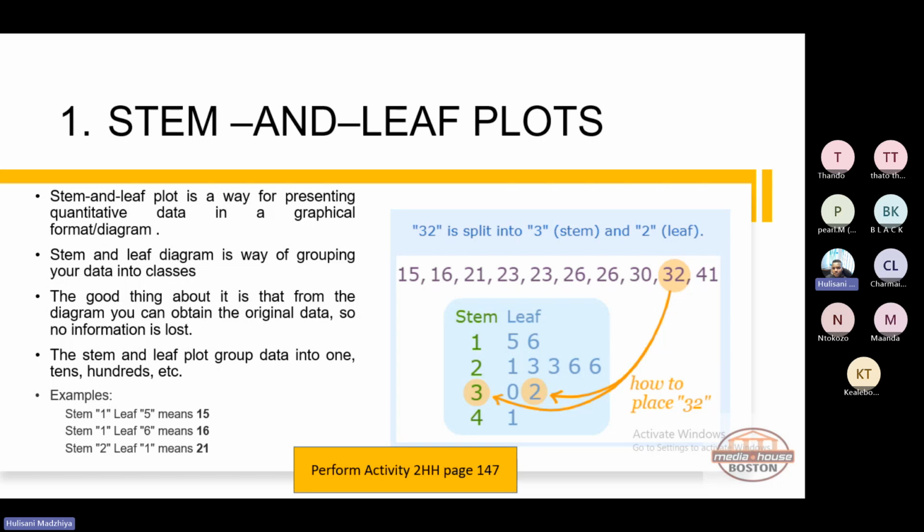So with the stem and leaf plot, you are going to have a stem and a leaf side. The stem, as I've already explained, represents the categories and the leaf represents the data that you've counted for that specific category. Here it says that the stem and leaf plot is a way of presenting quantitative data in a graphical format or diagram, and it's a way of grouping your data into classes, which are also referred to as categories. The good thing about this is that from the diagram, you can obtain the original data, so no information is actually lost.